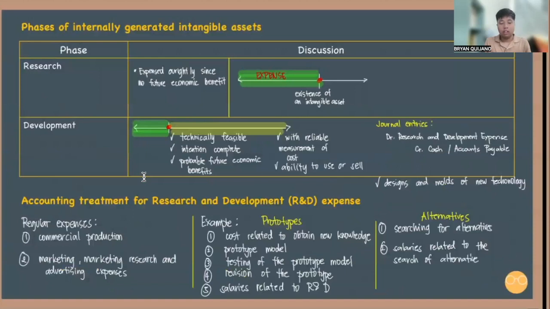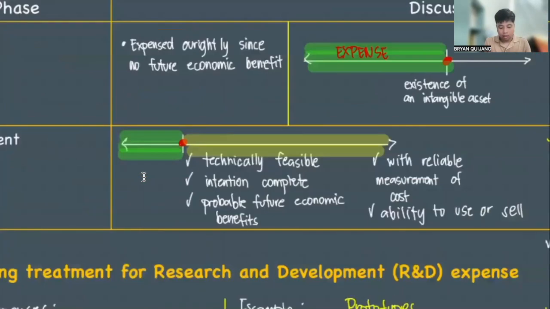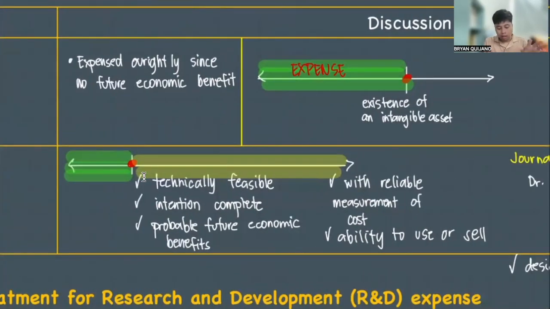Let us talk about the development phase. Here in our timeline, the one highlighted in green shade will be the research phase. So again, research phase is that you're going to record it as an outright expense.